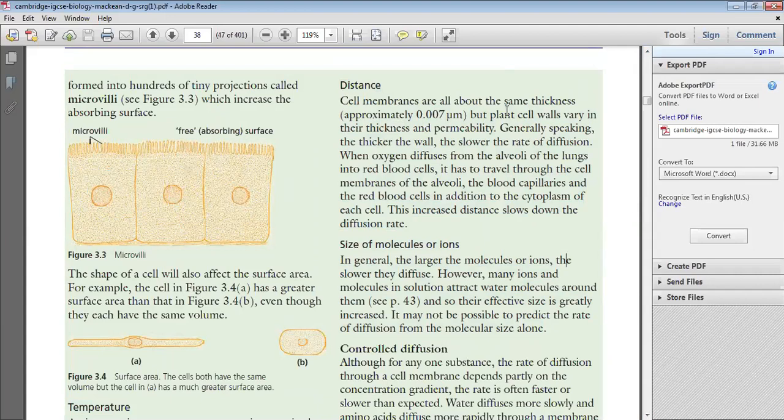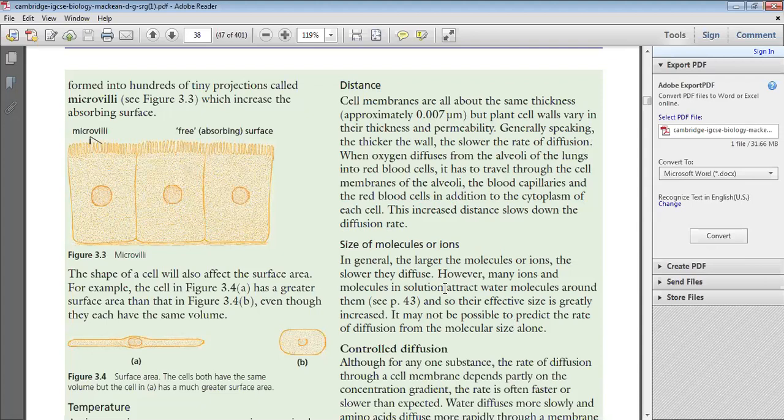The cell membranes are all about the same thickness, approximately 0.07 micrometer, but the plant cell walls vary in their thickness and permeability. Generally speaking, the thicker the wall, the slower the rate of diffusion. When oxygen diffuses from the alveoli of the lungs into the red blood cell, it has to travel through the cell membrane of the alveoli, the blood capillaries, and the red blood cells, in addition to the cytoplasm of each cell. This increased distance slows down the diffusion rate.